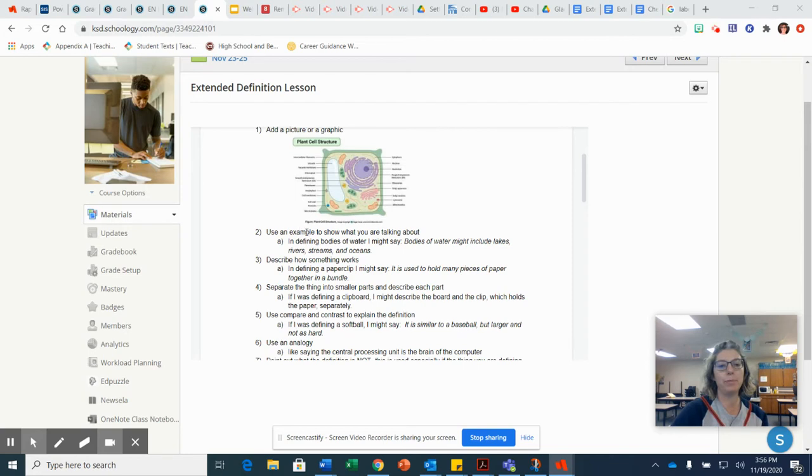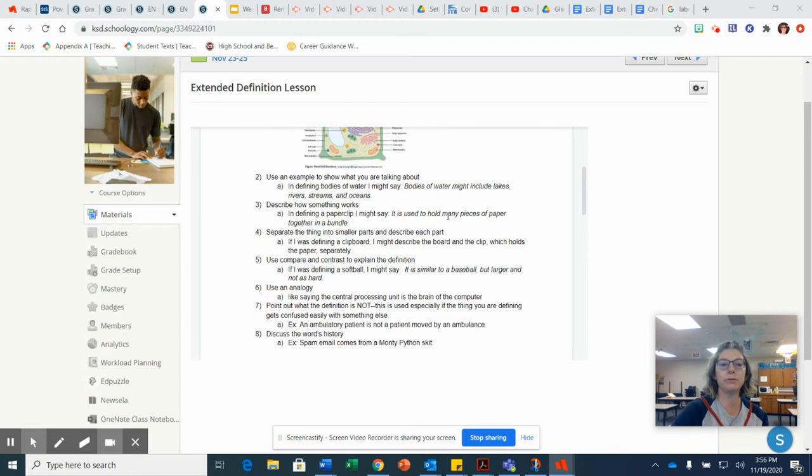Use an example to show what you are talking about. So you would say, as an example, if I'm defining what is a body of water, I would say bodies of water might include lakes, rivers, streams, and oceans, something like that. I might describe how something works. So if I'm defining a paperclip, I would say it is used to hold many pieces of paper together into a bundle. So you would say how something works, what it's used for, something like that.